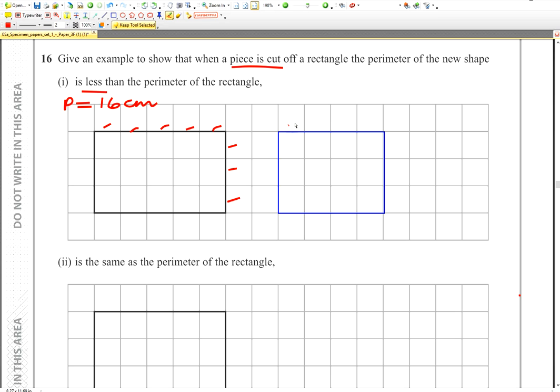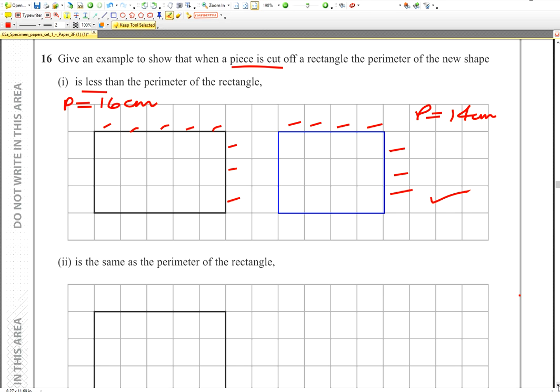So we now have 1, 2, 3, 4, 5, 6, 7. 7 times 2, so the perimeter is equal to 14 centimeters. Is that less than 16? Yes. So this one will be anything which is less. You just count and check. But you're supposed to draw it separately, only to give an example, so just repeat it on the side of the drawing.